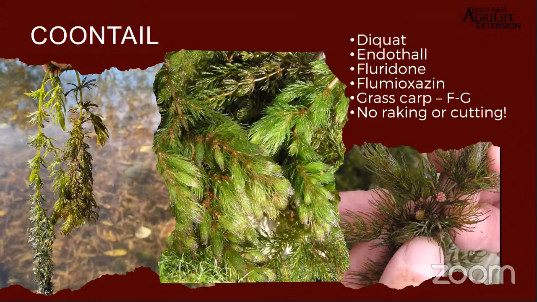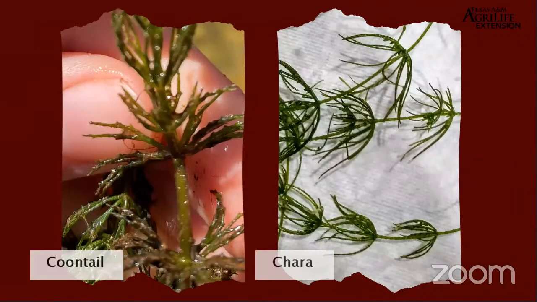So again, this is always confused with chara, and the way you can tell it apart is coontail, which is on the left, has these nice leaflets that are branching or forked. There's other ways that you can tell them apart, of course, but this is just a really simplistic way to look at it. Coontail does have roots, but sometimes it's very loosely attached to the pond bottom, and so you may not see the roots at all. And so you may be thinking it's an algae, but again, this is how you can tell them apart.